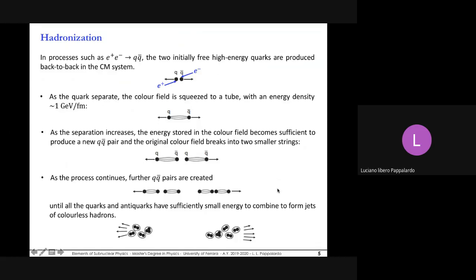okay? And when now the energy of these quarks goes below some threshold, so you cannot create new pairs from the vacuum, then the quarks combine inside hadrons. And what you observe from the experimental point of view is a jet of hadrons in one direction and another jet of hadrons in the other direction, where clearly now hadrons are colorless objects, as we have seen yesterday.